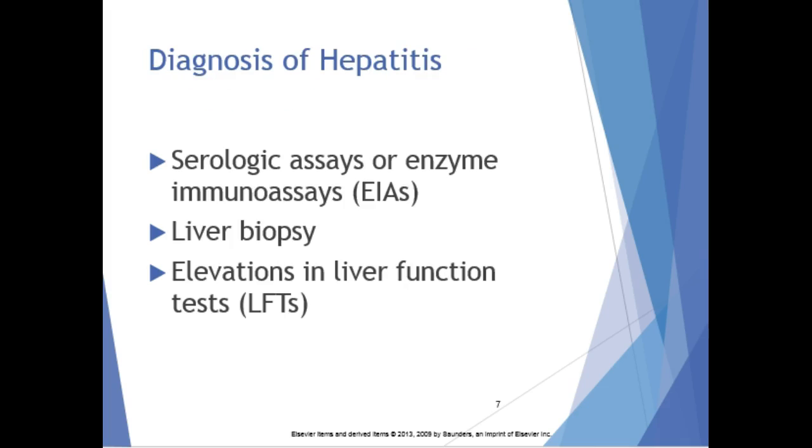Diagnosis is made based on physical examination and lab findings. The serologic assays or enzyme immunoassays detect specific antibodies to various types of hepatitis. Then we have liver biopsy, which can be done, and that's usually done to diagnose chronic hepatitis. And then elevation in liver function tests are also expected findings when the patient has hepatitis.